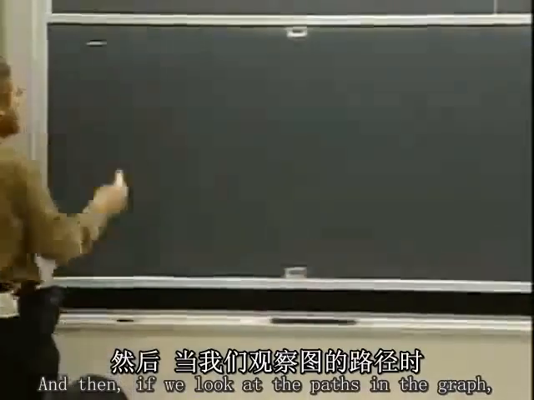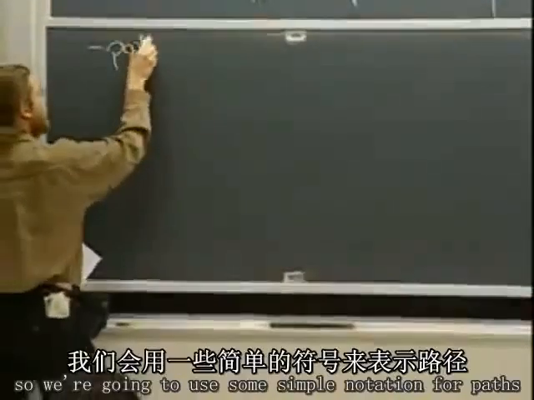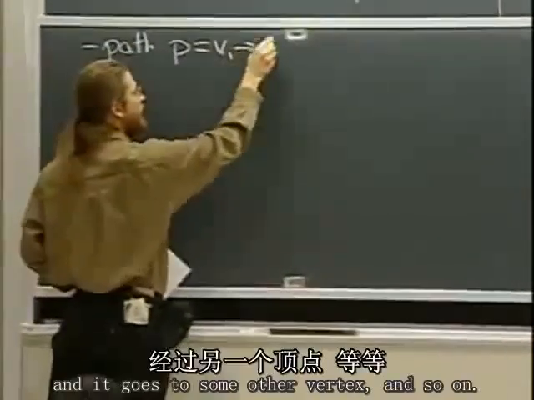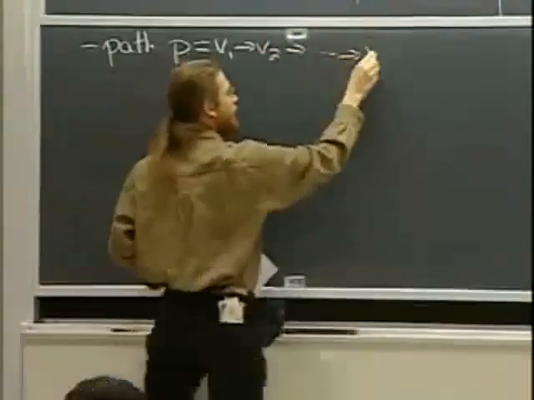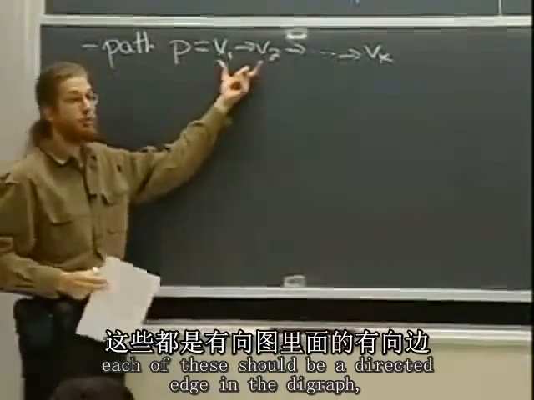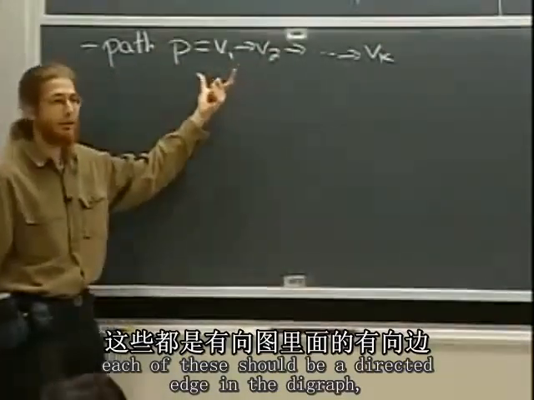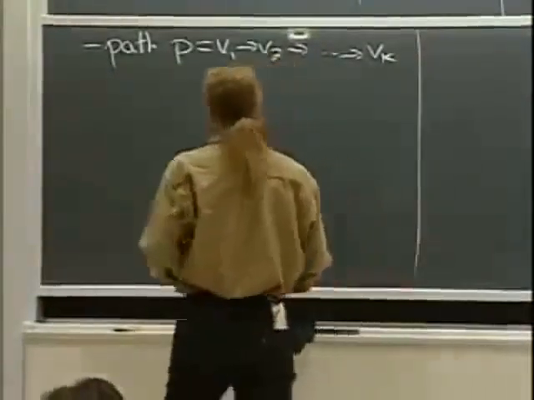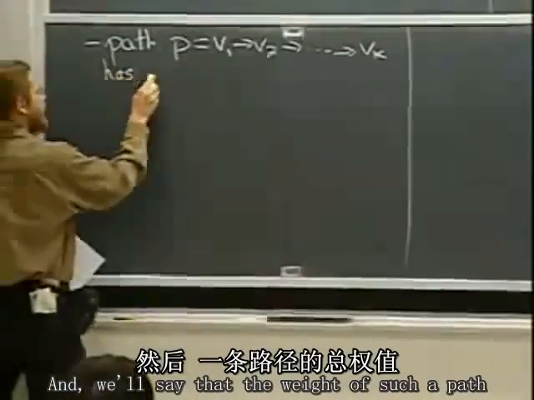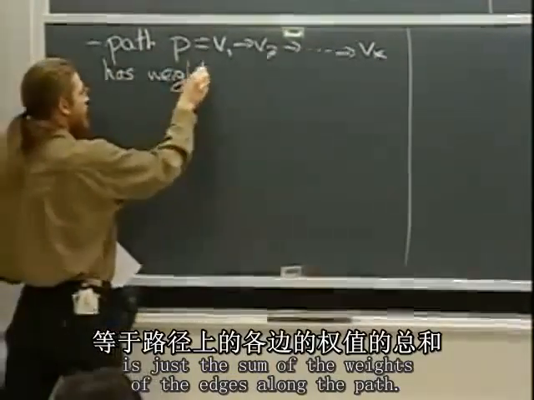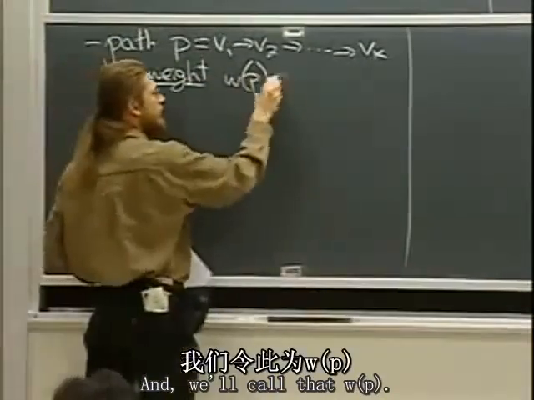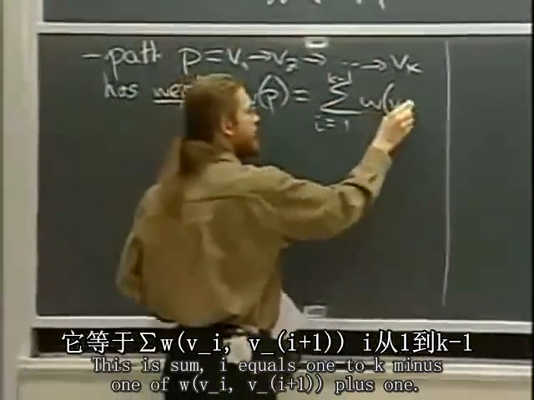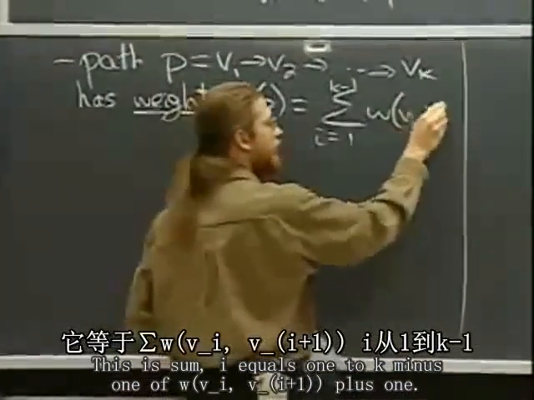And then if we look at a path in this graph, we're going to use some simple notation for paths, called a path P. It starts at some vertex, then goes to some other vertex, and so on. Let's say the last vertex is Vk, and each of these should be a directed edge in the digraph. So this is a directed path, it has to respect edges in here. And we'll say that the weight of such a path is just the sum of the weights of the edges along the path. And we'll call that W of P. So the sum from i equals 1 to k minus 1 of W of Vi, Vi plus 1.